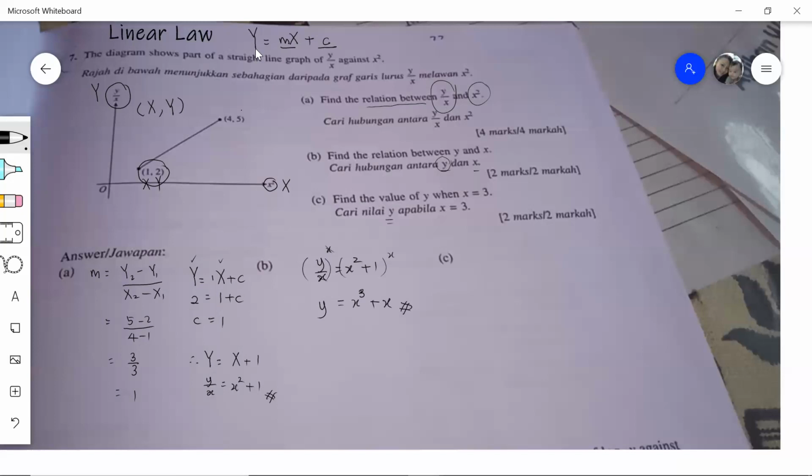Next, we need to find the value of y when x equals to 3. Therefore, just substitute x equals to 3 into the equation that we just found in B. So y equals to, whenever we see x, we replace as 3. So 3 cubed plus 3. So we will have 3 to the power of 3 is 27 plus 3. So we got 30. That is our answer.